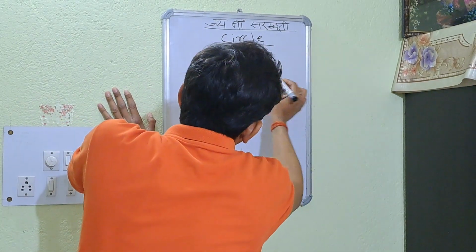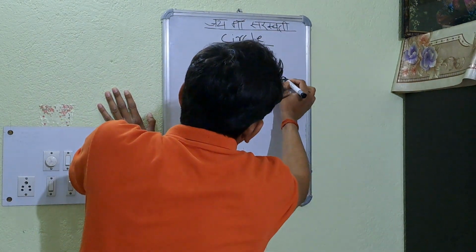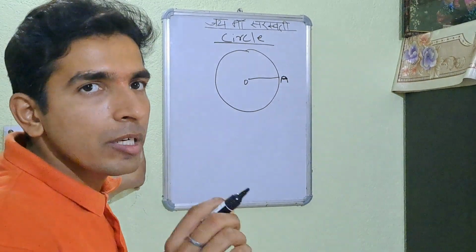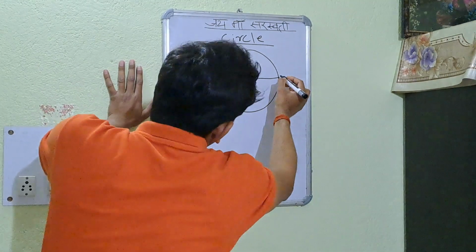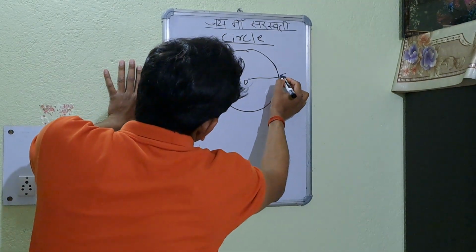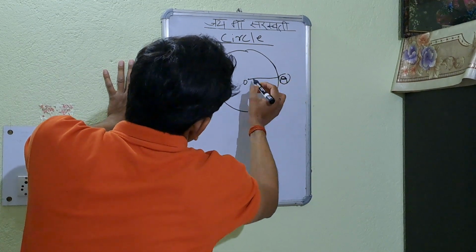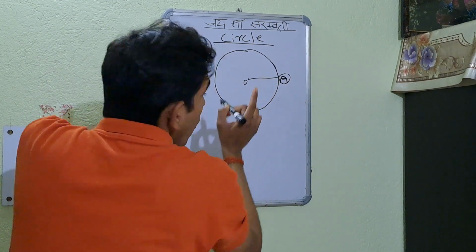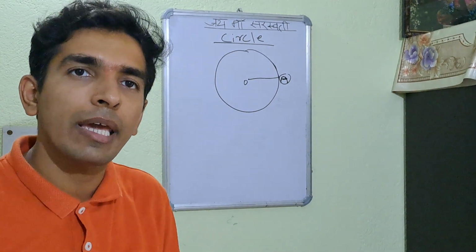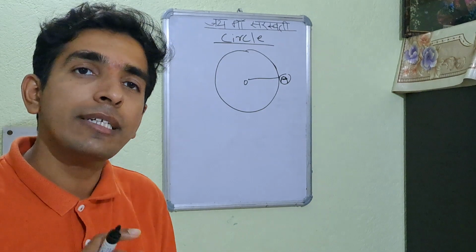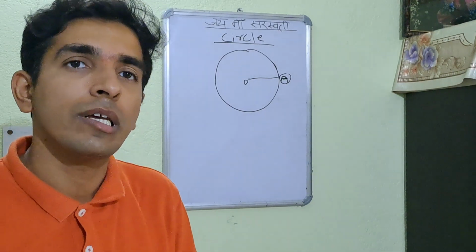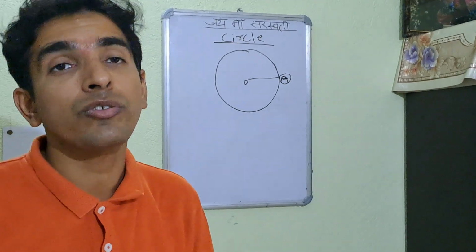Suppose it is O, it is A. A is the particular point here. The path traced by the particular point A is such that its distance from the center always remains constant. That constant is known as the radius of the circle.